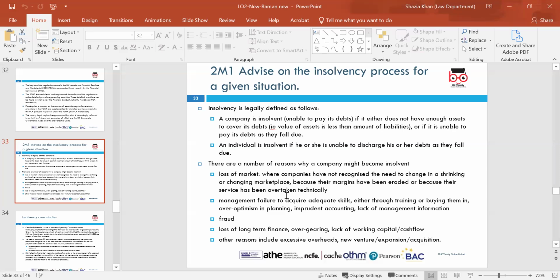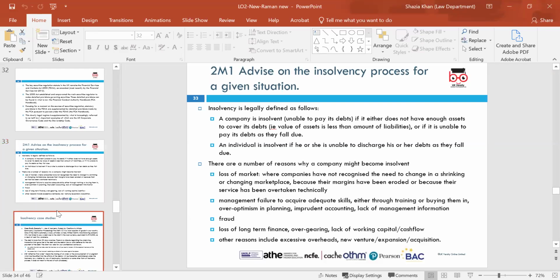There are a number of reasons why a company might become insolvent. So loss of market, management failure to acquire adequate skills, fraud, loss of long-term finance or other reasons, excessive overheads, new ventures, expansions, or any sort of acquisitions.